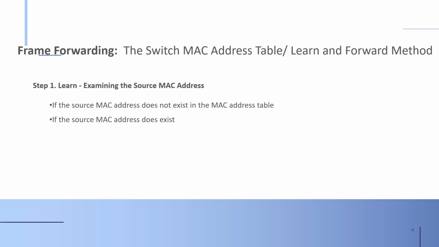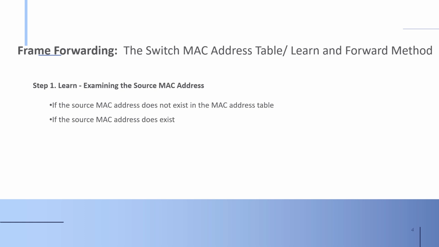If the source MAC address does exist, the switch updates the refresh timer for that entry. By default, most Ethernet switches keep an entry in the table for 5 minutes. If the source MAC address does exist in the table but on a different port, the switch treats this as a new entry. The entry is replaced with the same MAC address but with the more current port number.